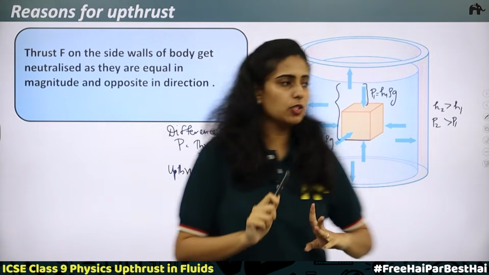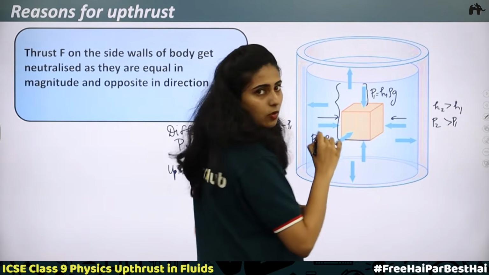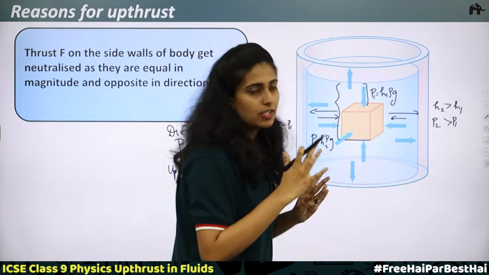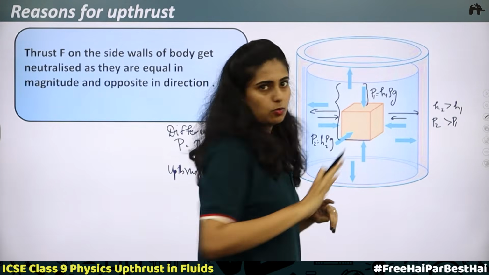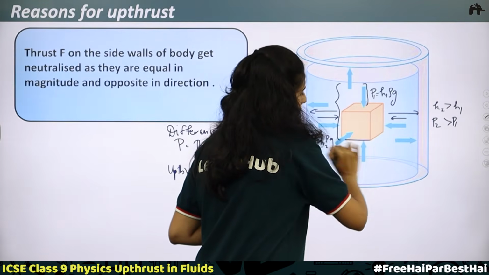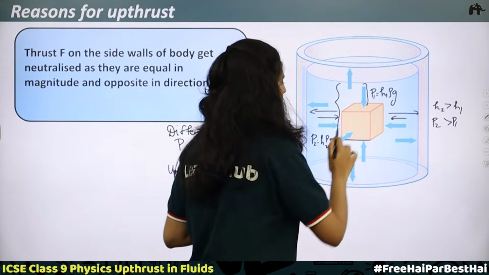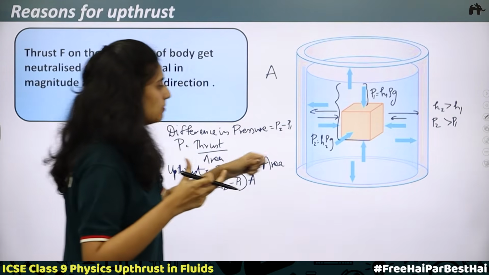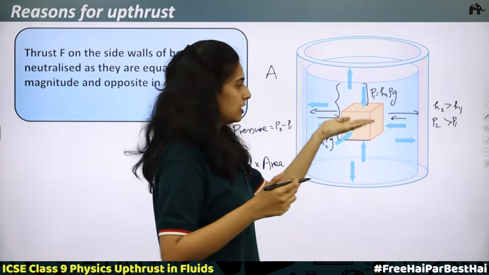Now when you compare, you will see that pressure is there here, and here also pressure is there, because the pressure is being exerted by the fluid on the side walls as well. So they are equal in magnitude and opposite in direction, and they get cancelled out. That is not the case with the pressure exerted on the upper and the lower faces of the body. Clear? Here there is a difference in pressure. Because of this difference in pressure, there is an upthrust and the body will not fall easily to the bottom.